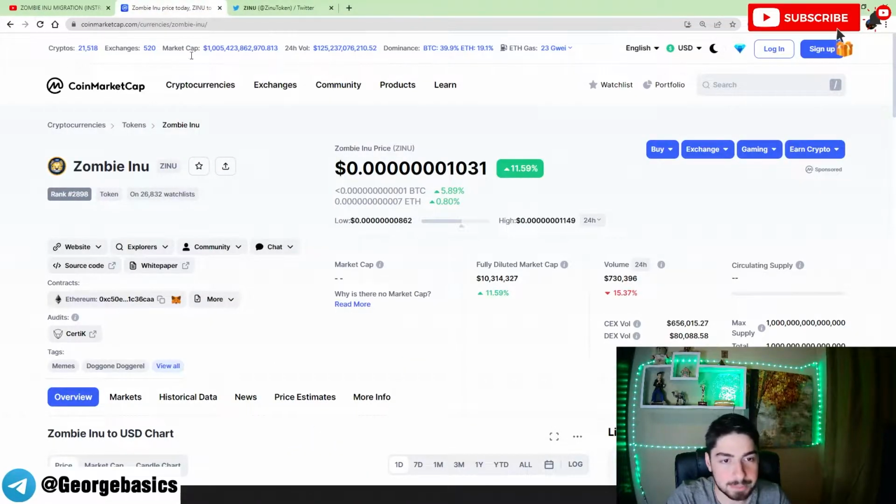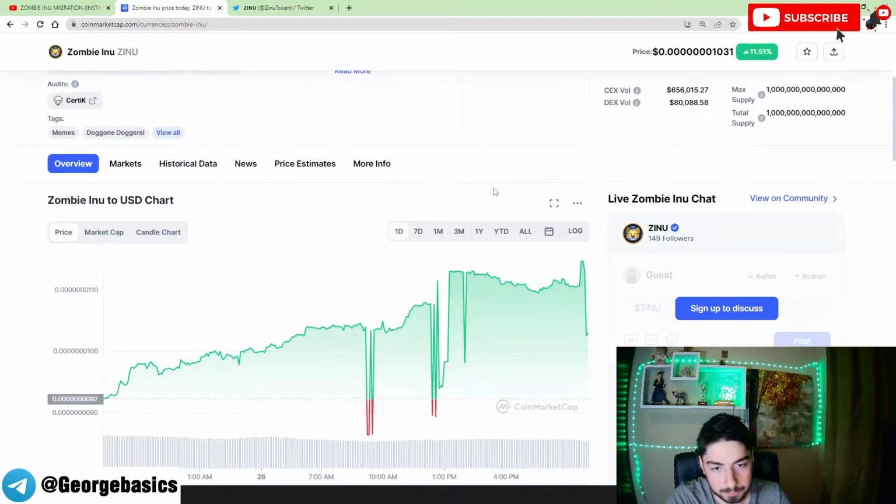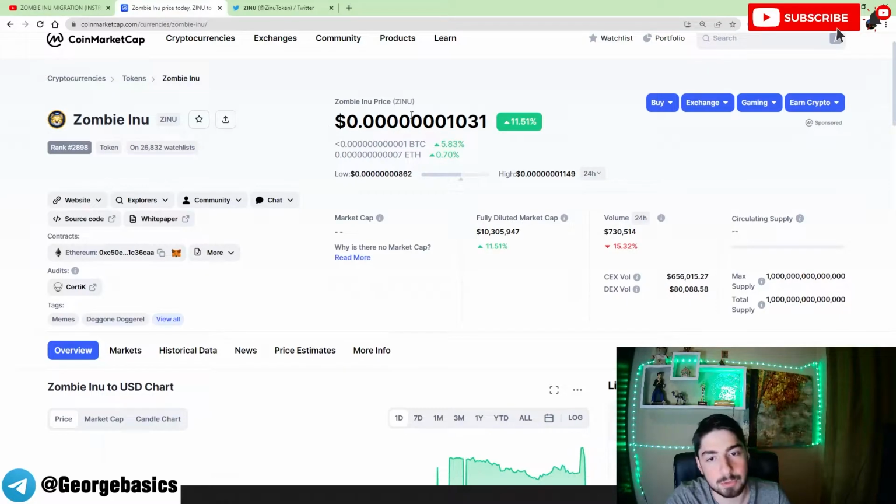So let's begin with analyzing the CoinMarketCap page. This is the old Zombie Inu's page. These are the old Ethereum and Binance Smart Chain contract addresses, and you can see that the price of Zombie Inu is pumping. So this is the old Zombie Inu. Soon this contract address will be changed into a new contract address. There will be a different total supply. There will be different taxes, but the market cap will be the same, guys.